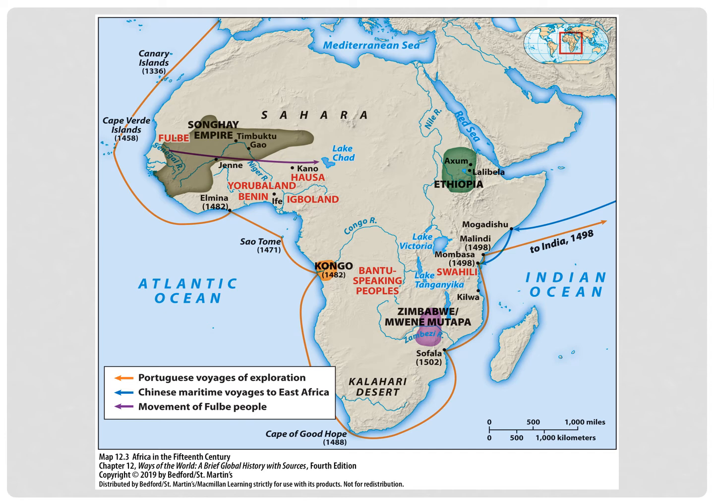So you can see the different Portuguese voyages over there in the gold lines, and the Chinese voyages are over here in the blue lines.